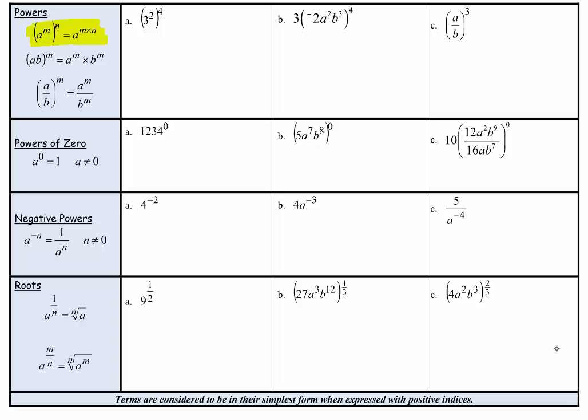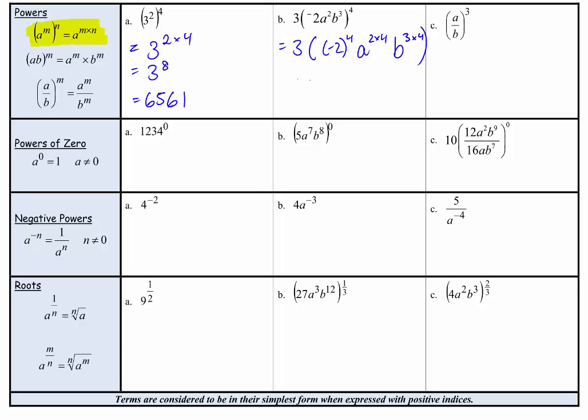So here I've got 3 squared to the power of 4, which will be 3 to the 2 times 4, which is 3 to the power of 8, and on our calculator that is 6561. Next, the 3 out the front isn't inside the bracket, so it just stays there. Then I have the negative 2, and I'm putting it in brackets to the power of 4 because all of it is to the power of 4. My a squared to the power of 4 is 2 times 4, and then my b is 3 times 4.